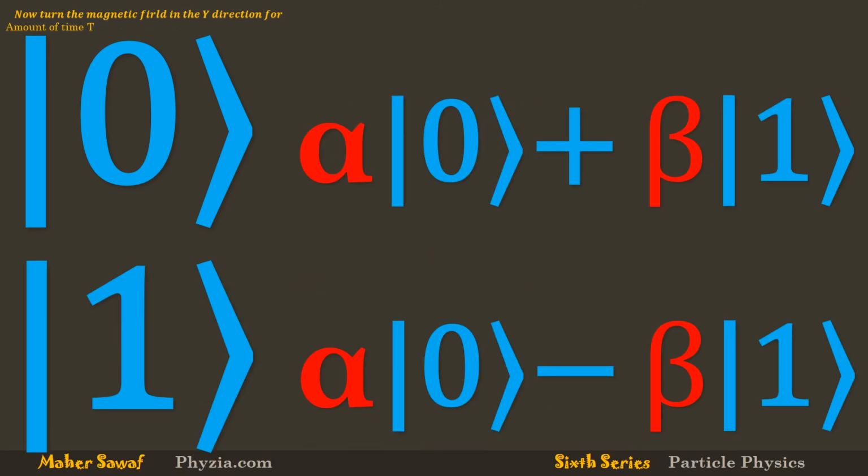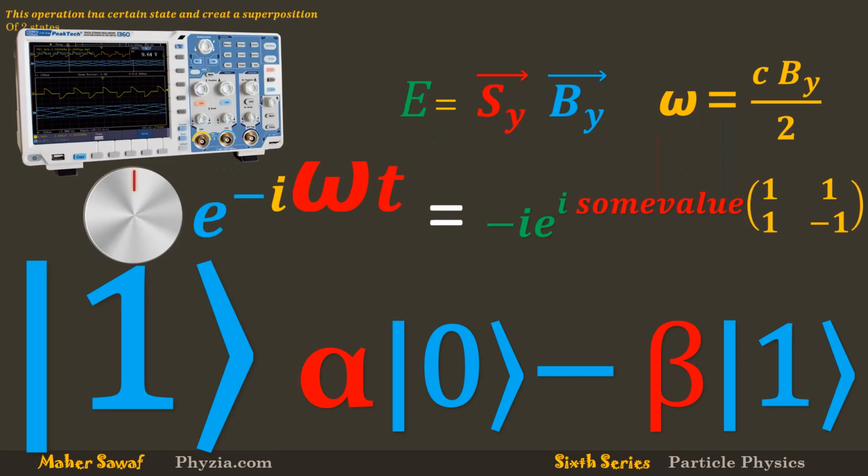Let's do another example. We take a quantum state 0 and create a quantum superposition out of it. Also, we take a quantum state 1 and we create another quantum superposition out of it, but with a minus sign this time. The idea now is to adjust the values of omega and t to match the value that we require in the energy operator to transfer us from the quantum state 1 to the superposition with a minus sign. In this case, omega and t can be adjusted easily.